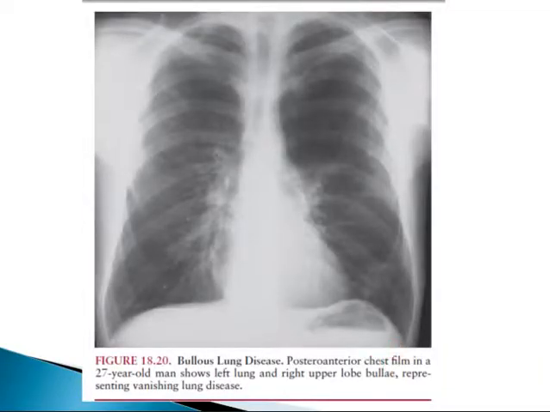This is bullous lung disease. A 27-year-old man shows left lung and upper right lung bullae representing vanishing lung disease. I think this is the bulla, if I am not wrong. The whole left upper lung is a bulla. There are no vascular markings there.